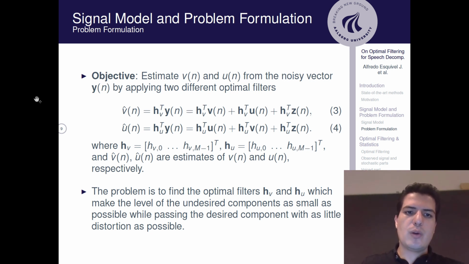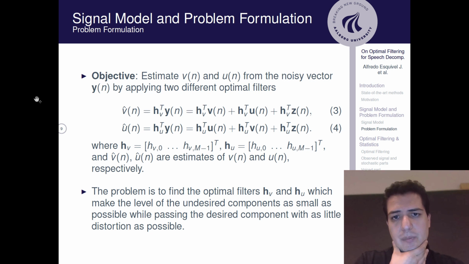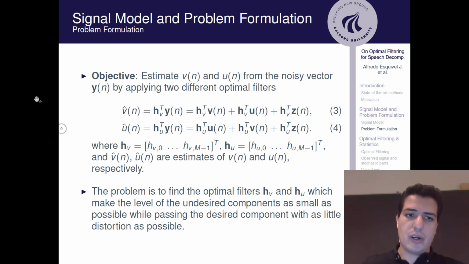So for estimating the voice component, we apply an FIR filter of length M to the observed signal vector, and then we get three components: one desired filter component and two undesired filter components. The same is done with the unvoiced vector, but we apply another filter called HU, and again we have an observed desired filter component plus two undesired filter components. The problem is to find the optimal filters HB and HU, which make the level of the undesired components as small as possible, while passing the desired component with as little distortion as possible.